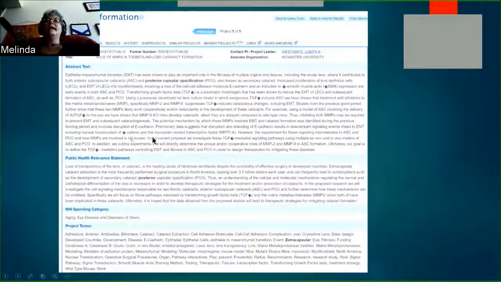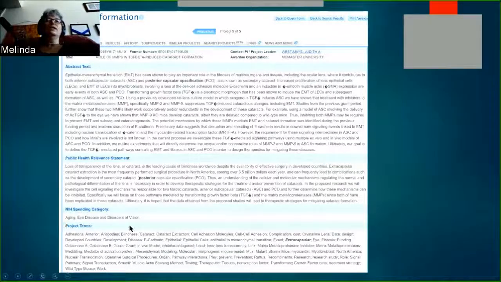And this is just laying out what she's doing on her project. She's studying the role of matrix metalloproteases in this. It also gives you the public health relevance statement, which is essentially written to Congress, that basically says, yes, this is why we're giving her, I think it was $300,000 a year, to study this condition. This is laying out why we care about this.